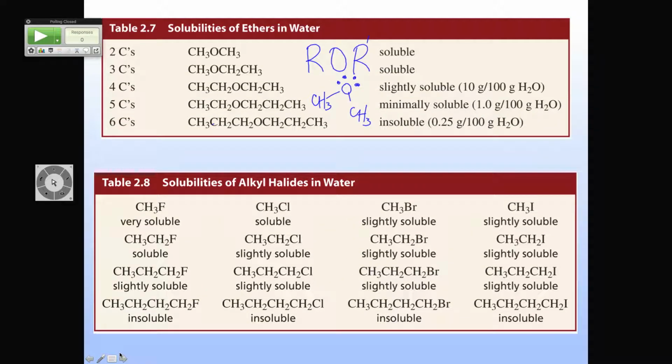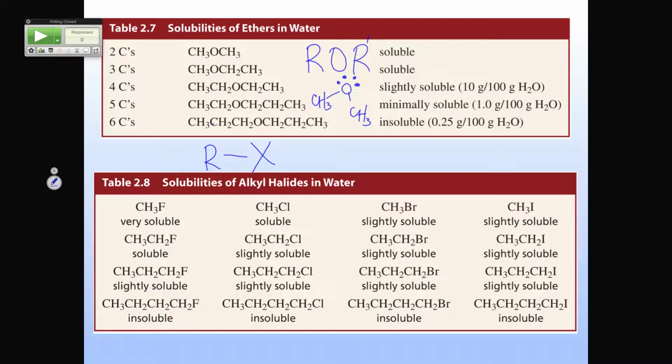Okay, here's alkyl halides. Alkyl halides are compounds that have 1 or more halogen. Okay, and you'll see that the solubilities change as the halogen gets larger and less electronegative. But by the time you get to 4 carbons, they're all insoluble. This is where they vary, in these little ones, a little bit.